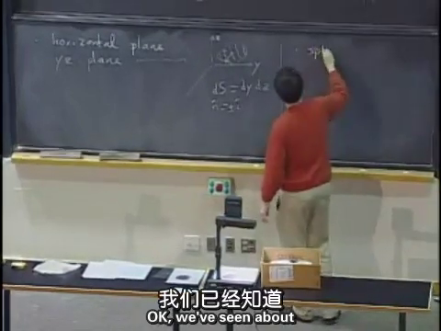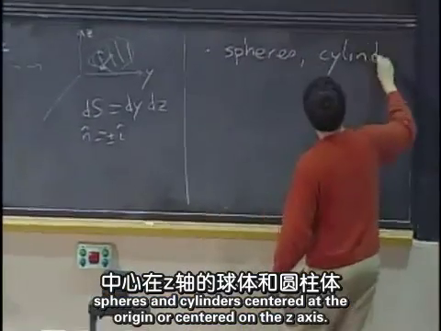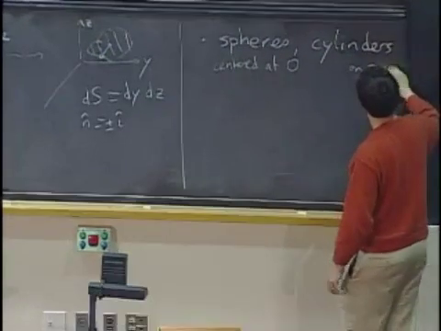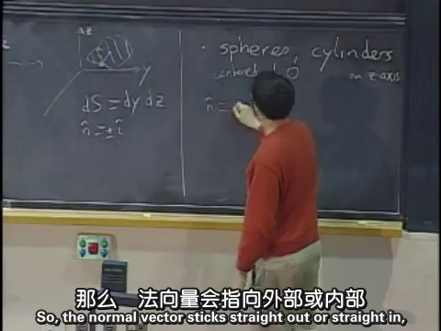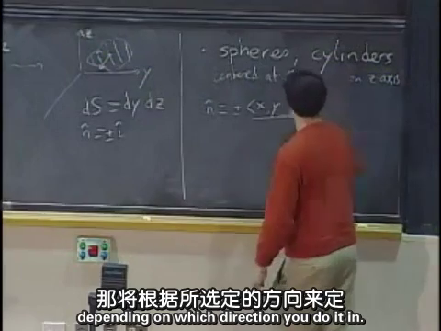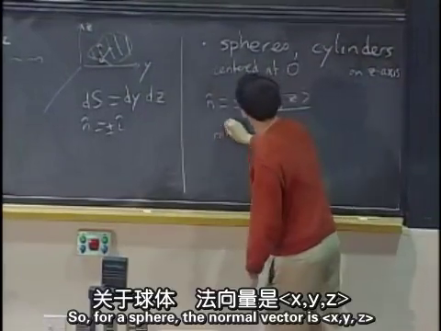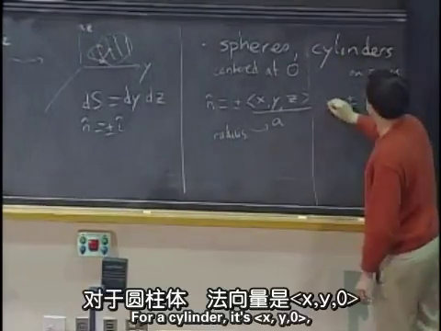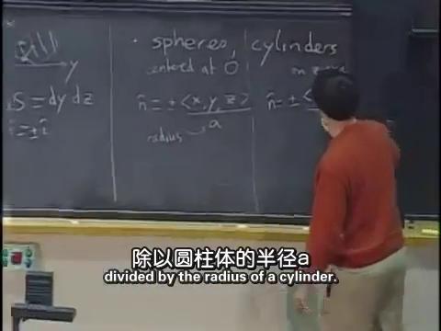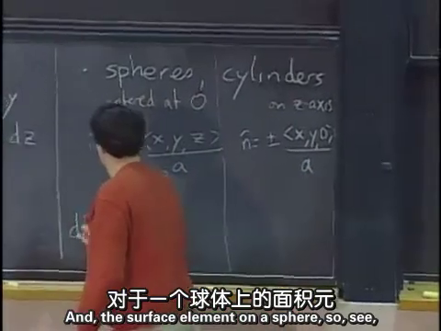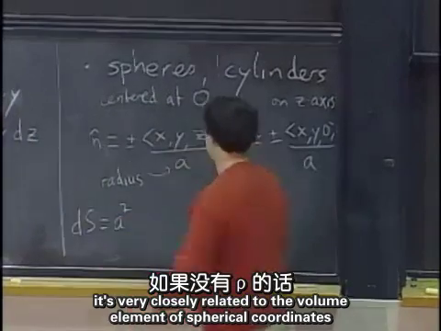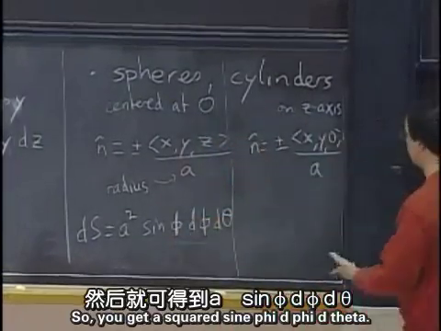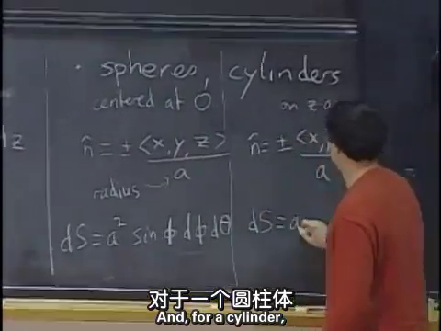Okay, we've seen spheres and cylinders centered at the origin, or centered on the z-axis. So the normal vector sticks straight out or straight in, depending on which direction you choose. For a sphere, the normal vector is x, y, z divided by the radius of the sphere. For a cylinder, it's x, y, 0 divided by the radius of the cylinder. And the surface element on a sphere is very closely related to the volume element of spherical coordinates, except you don't have a rho anymore. You just plug in rho equals a. So you get a squared sine phi d phi d theta. And for a cylinder, it would be a dz d theta.